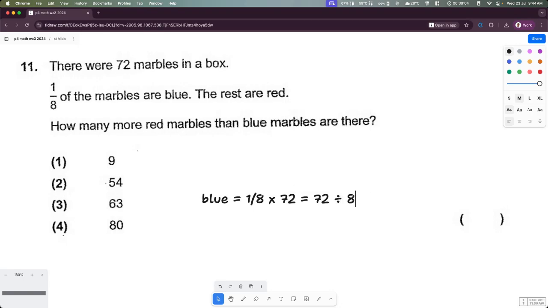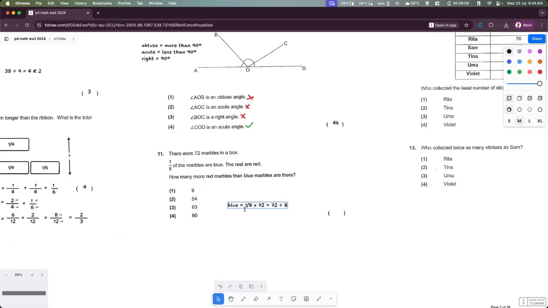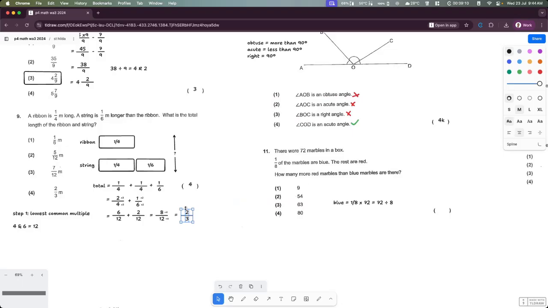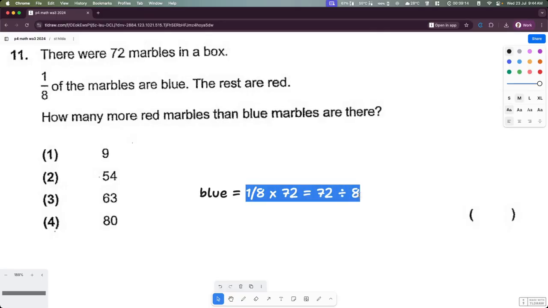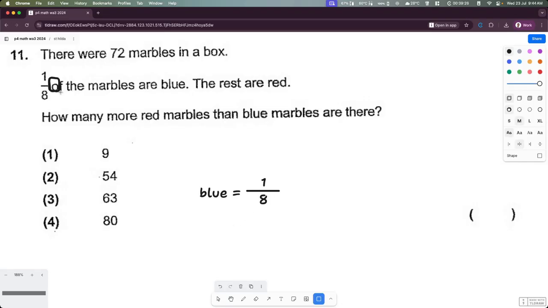Okay, why we say this is because if you were to, let me grab a fraction like this. Let me make this a little bit easier to see. So for example here, blue is 1 out of 8. Do you see the word "of"? "Of" means multiply. So 1 of 8 of the marbles.